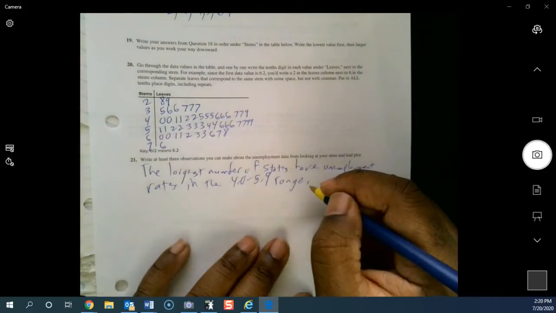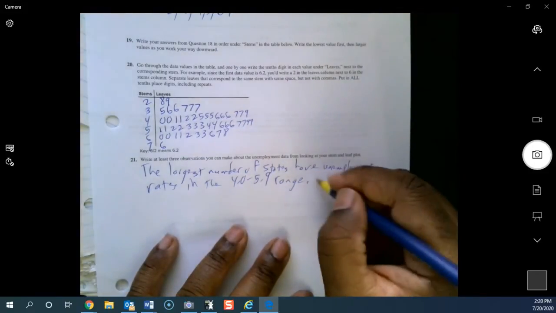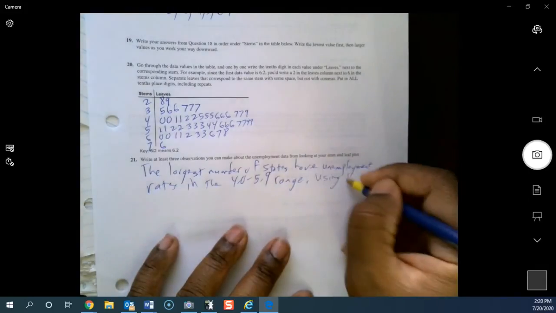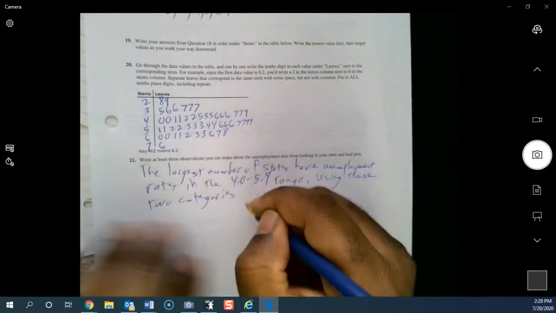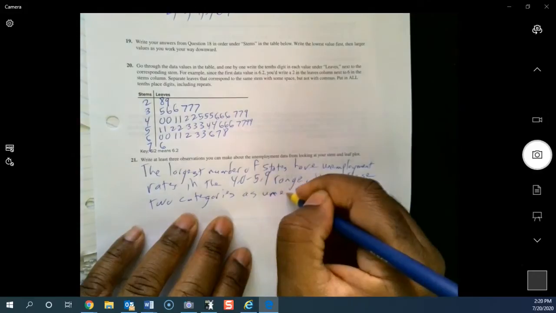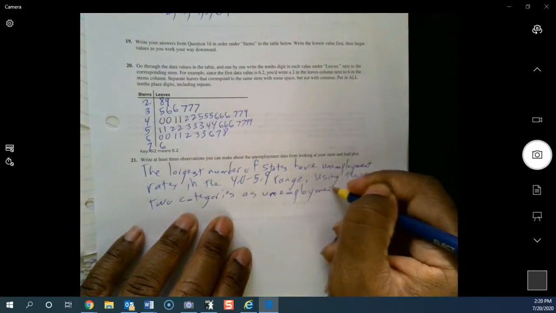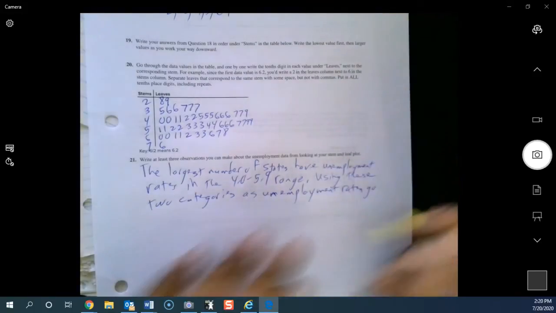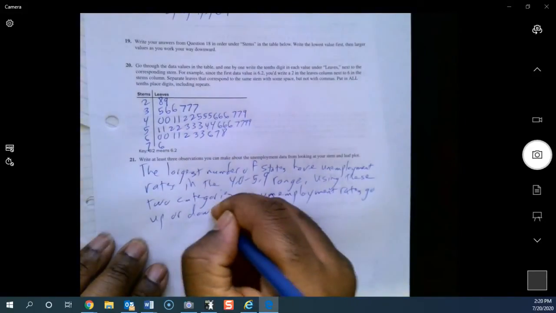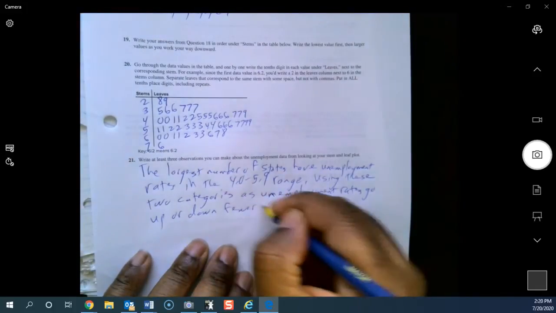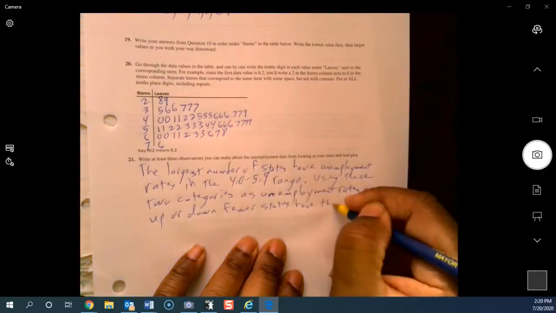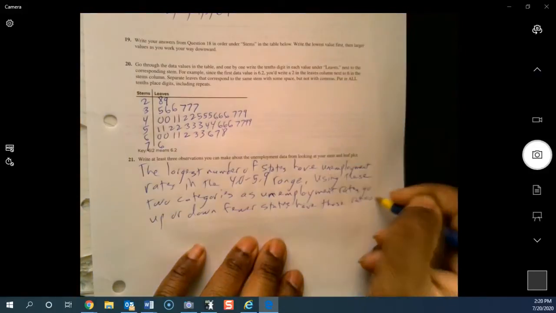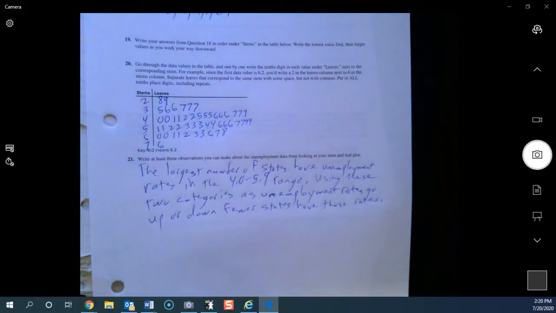Now, using these 2 categories, as unemployment rates go up or down, fewer states have those rates. Okay.